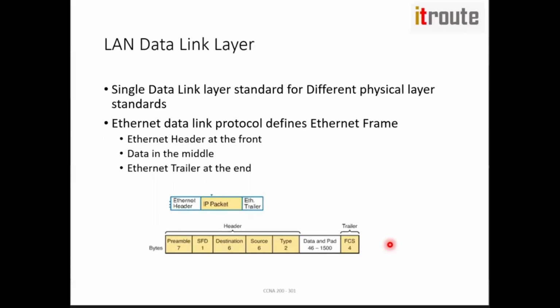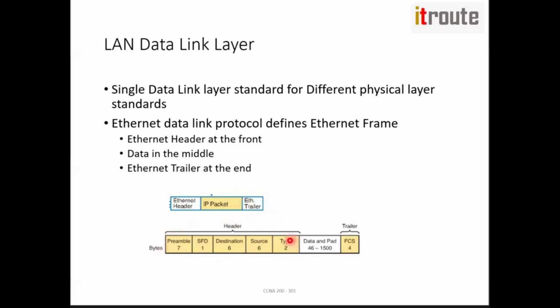Now, the data link layer: how is the data link layer connected with our physical layer? A single data link layer is standard for different physical layer standards. The Ethernet data link protocol defines the Ethernet frame: Ethernet header at the front, data in the middle, and Ethernet trailer at the end. That's how in layer 2, or data link layer, a frame is built. So inside the frame, we have the header, in the middle section we have the packet, and at the end we have the Ethernet trailer.